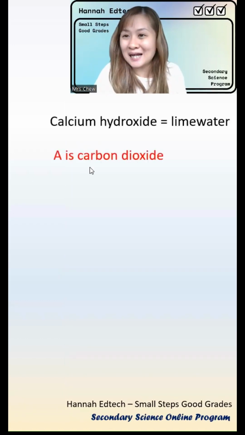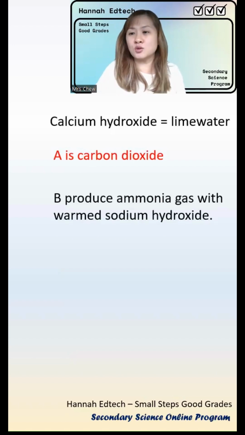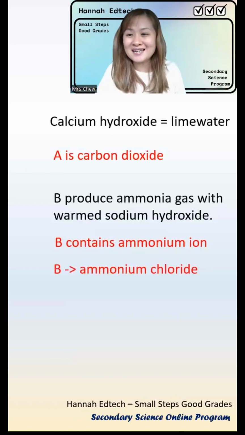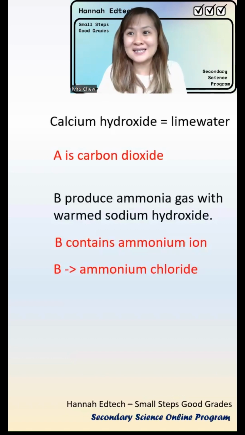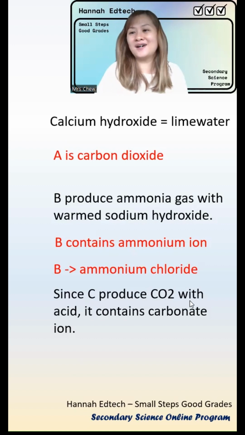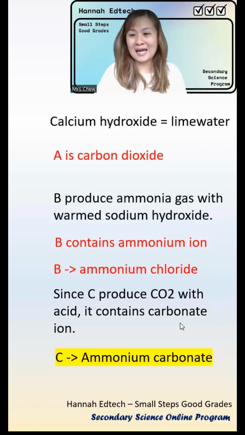So calcium hydroxide is lime water, so A is carbon dioxide. B produces ammonia gas with warm sodium hydroxide, so B contains ammonium ion, and hence B is ammonium chloride because it is produced after reacting with hydrochloric acid. The salt solution that is produced after reacting with hydrochloric acid is a chloride, and hence B is ammonium chloride. Since C produces CO2 with acid, it contains carbonate ion. So C is ammonium carbonate.